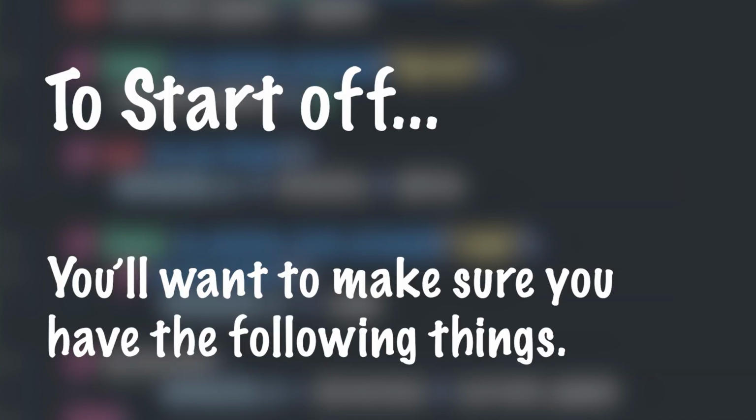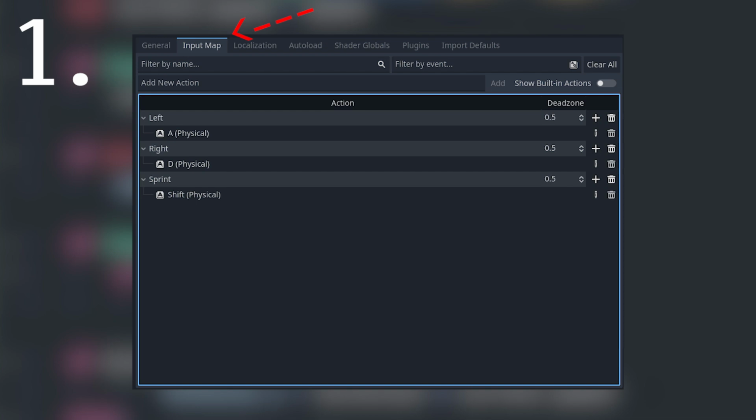To start off, you'll want to make sure you have the following things. First, go to the project settings, then input map, and then make sure you have the inputs for going left and right and a sprint key.